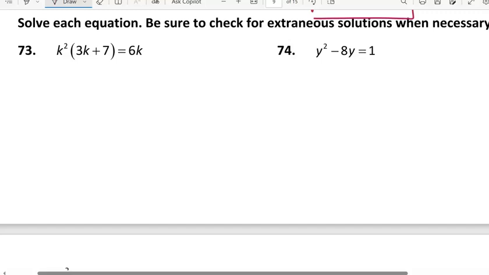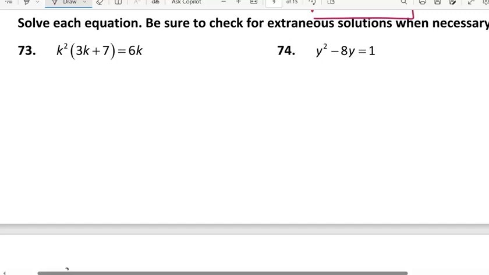In this next set of exercises, we're asked to solve each single variable equation, which, remember, means we're going to find the value or values of the variable that make the sentence, or the equation, true. So there are lots of different techniques to use.